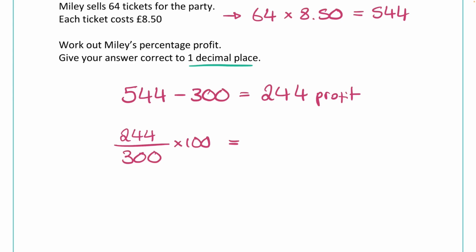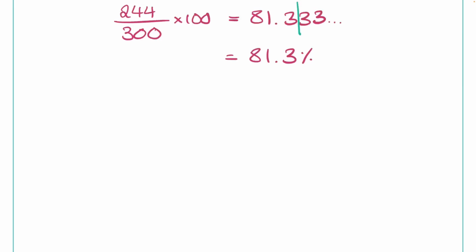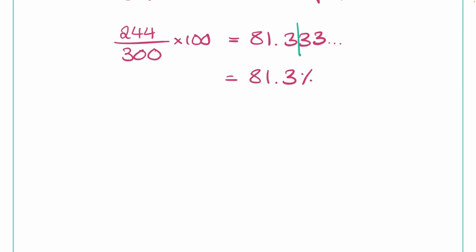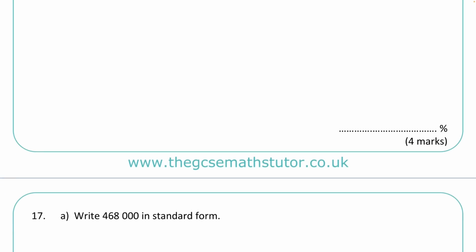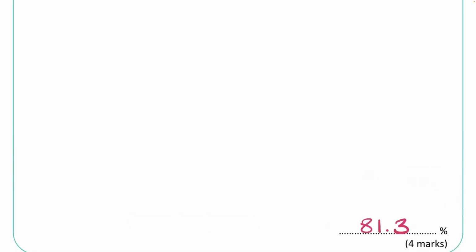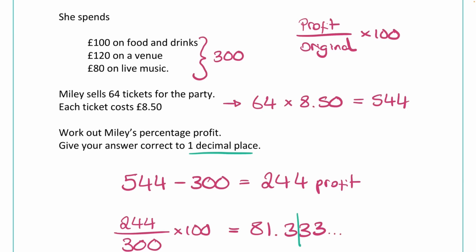So 244 over 300 times 100, and that comes out as 81.3 recurring, or 81 point and then lots of threes. Now if we're going to round that to one decimal place, we'll chop it after the 3 there. The 3 afterwards is not big enough to round it up, so that is 81.3%, and that is her percentage profit. So there we go, the profit over the original times 100, and that comes out as 81.3. And there we go, there is our percentage profit for this party. Okay, so on to our next question.